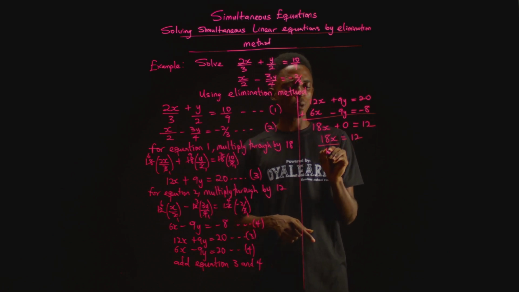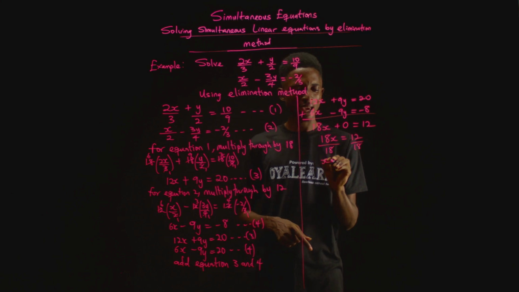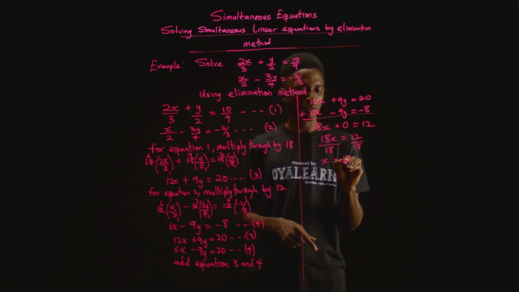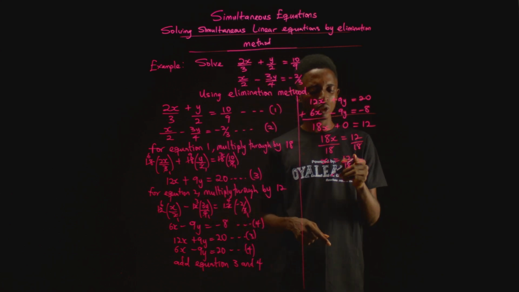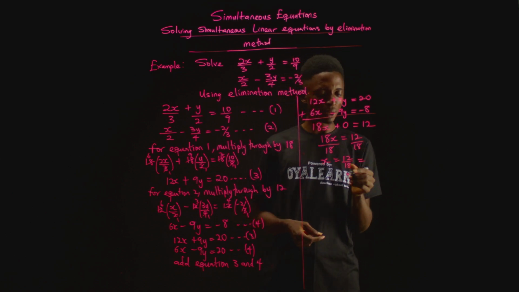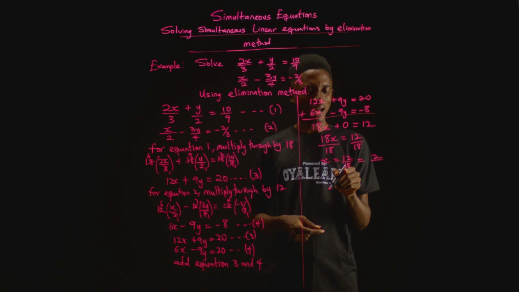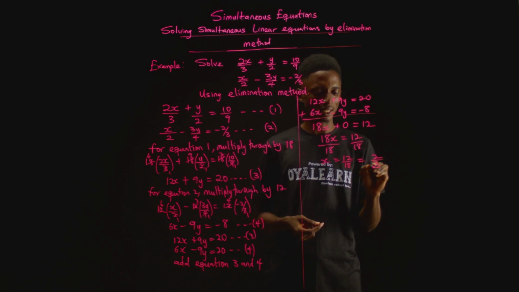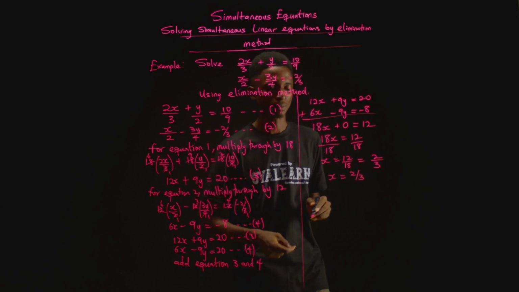And when we divide both sides by 18, we have that our x equals 12 over 18, and the highest common factor between 12 and 18 is 6. So when we break it down, 12 divided by 6, we have 2. And 18 divided by 6, we have 3. So our x is 2 over 3.